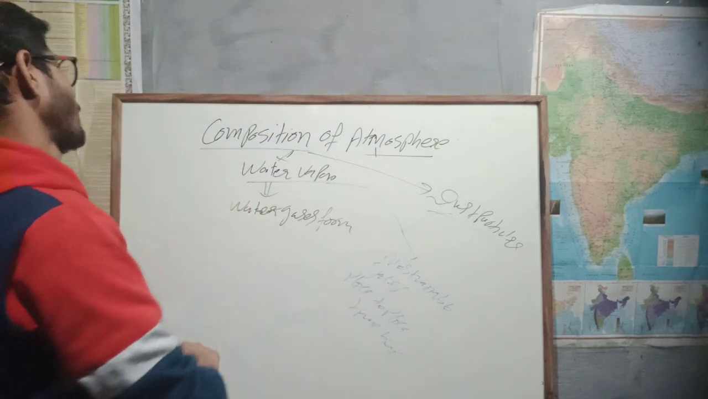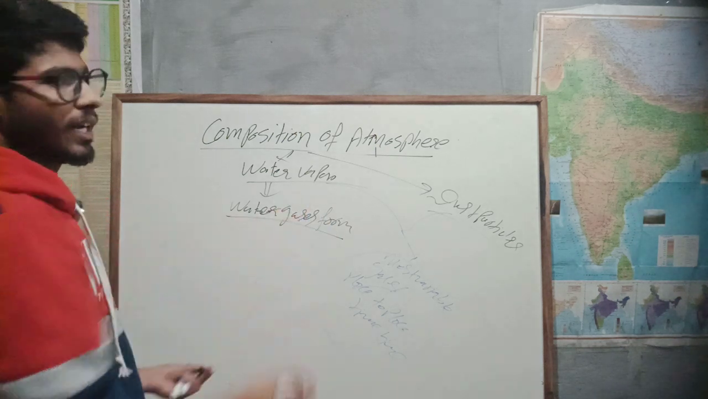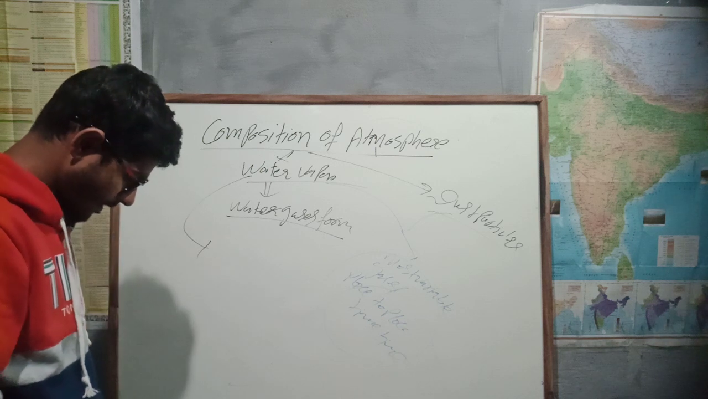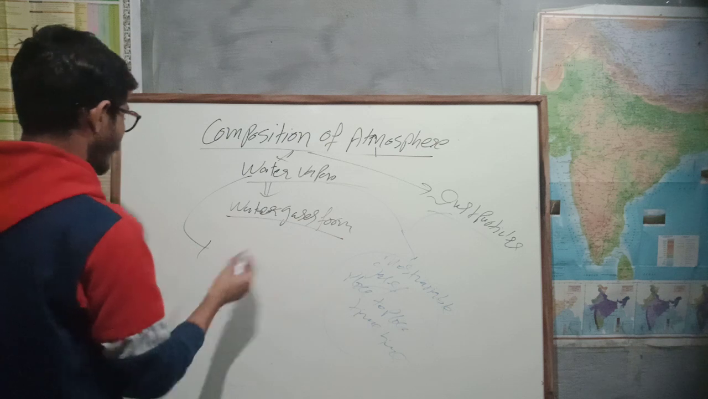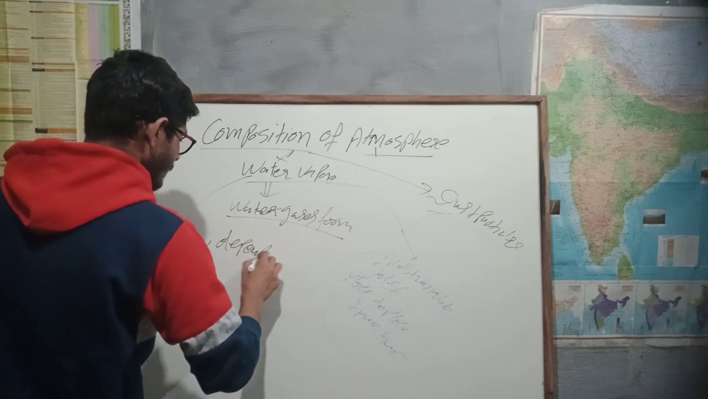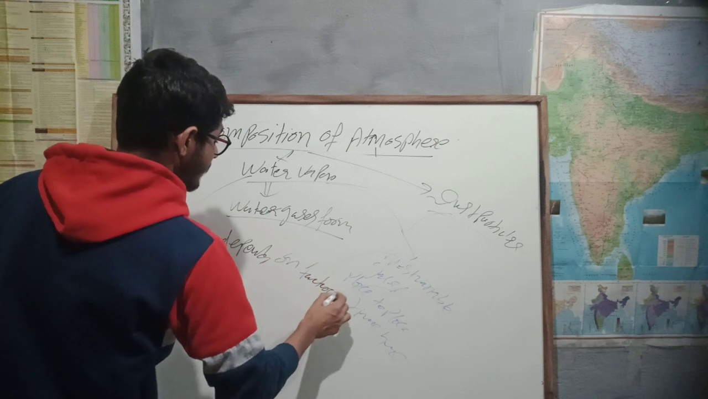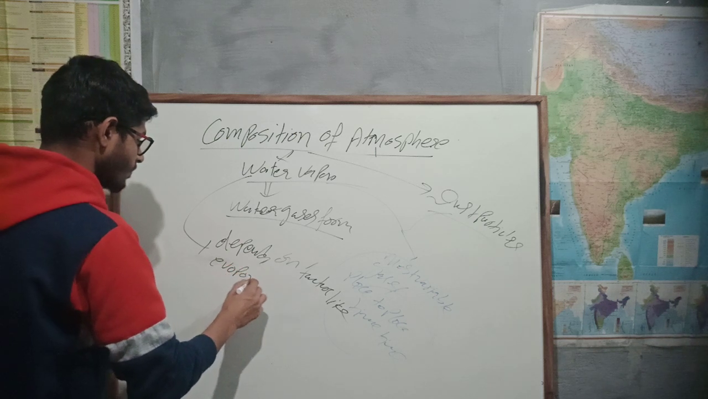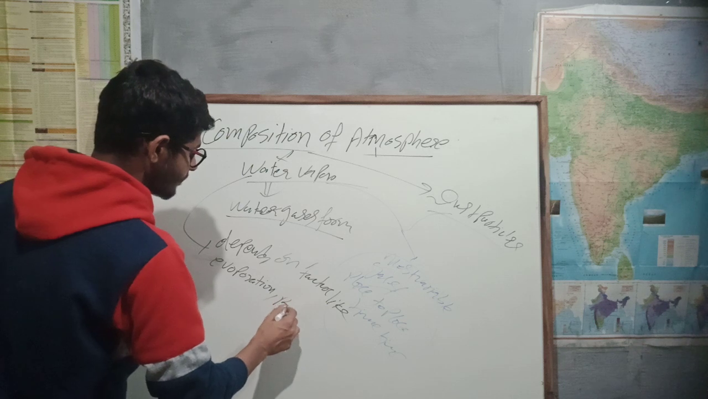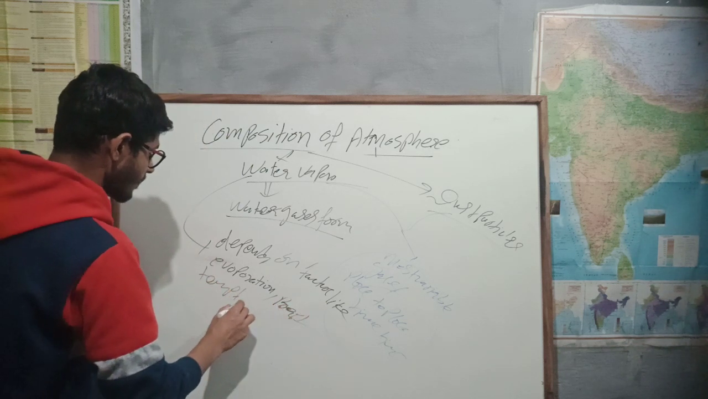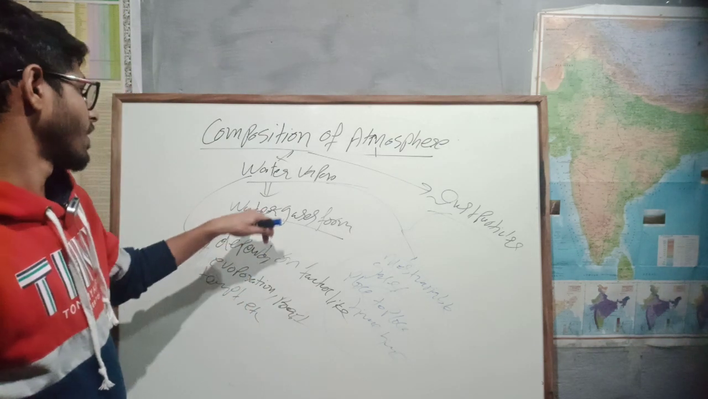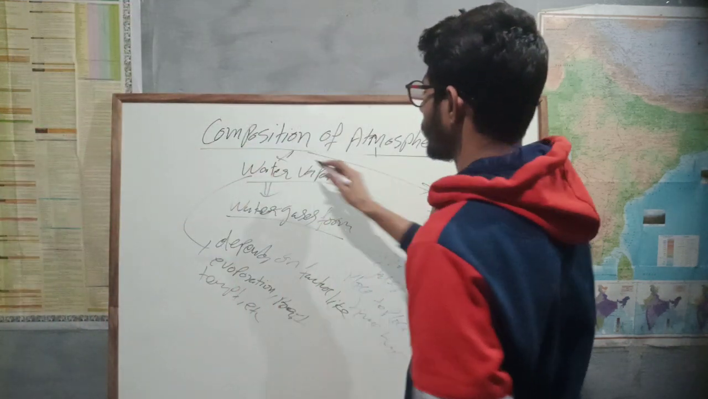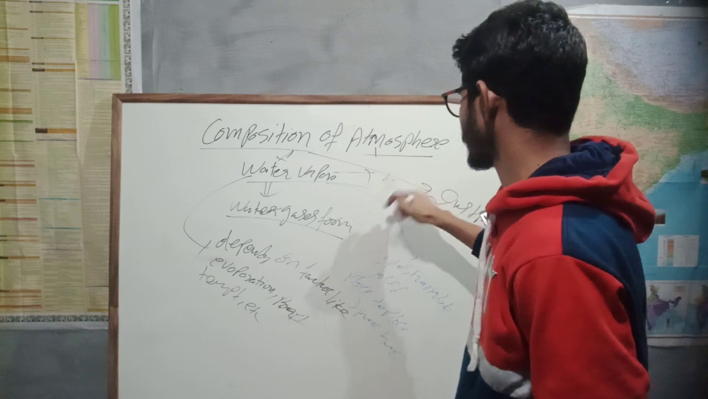Now let's discuss water vapor in particular. Water in gaseous form is called water vapor. It varies from place to place and time to time. What else apart from that, guys? This depends on some factors like evaporation, precipitation, temperature, etc. And this water vapor is concentrated only till 16 kilometers.